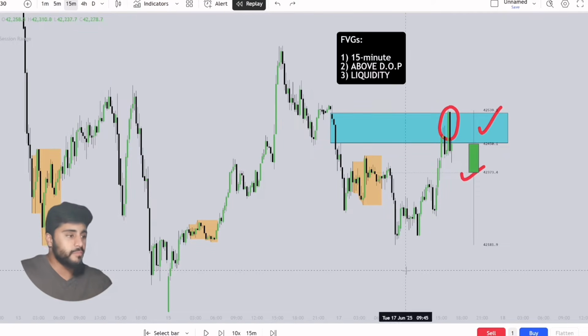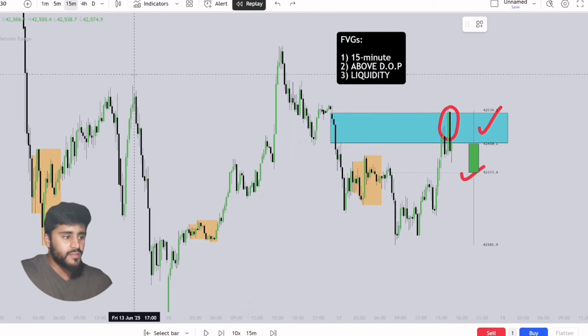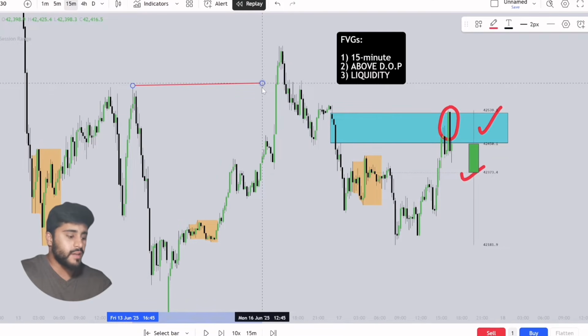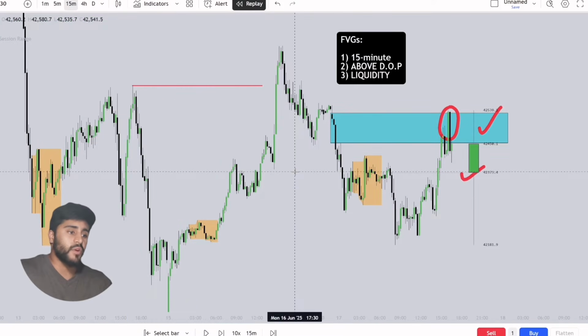What is the market telling you? So when we have this previous day high like this, right? This was equal highs and this was the previous day high. In this case, this was Friday. So Friday, we come into Monday, and Monday aggressively swept Friday's high.